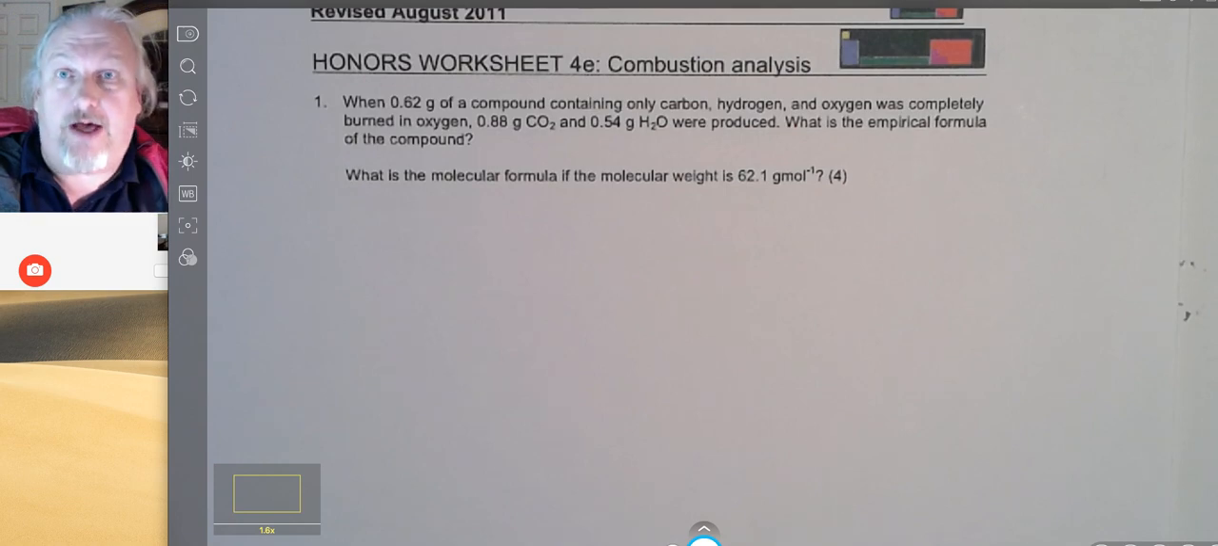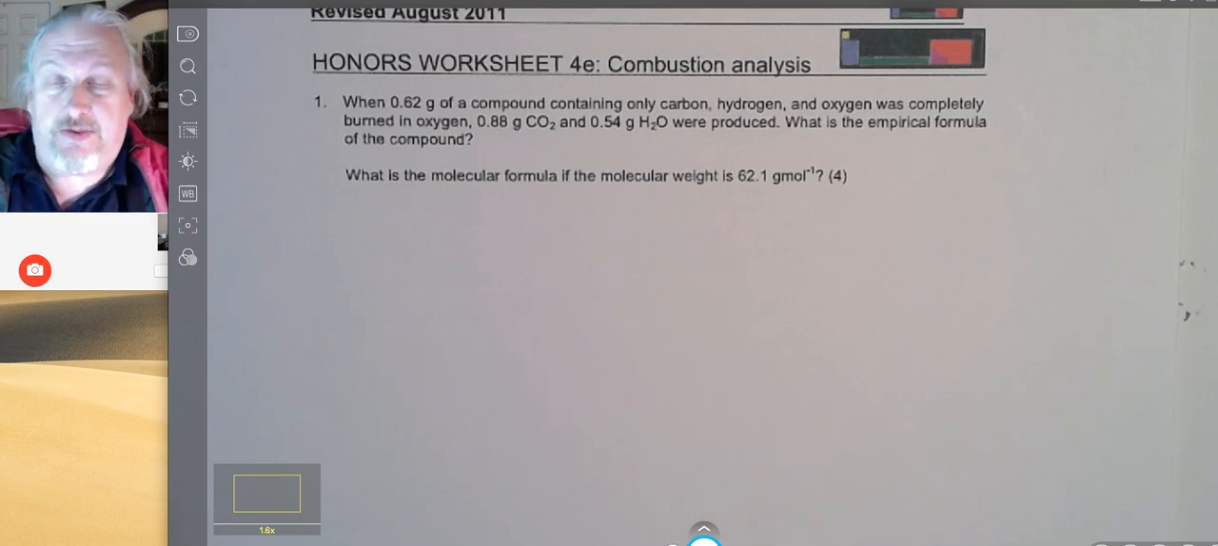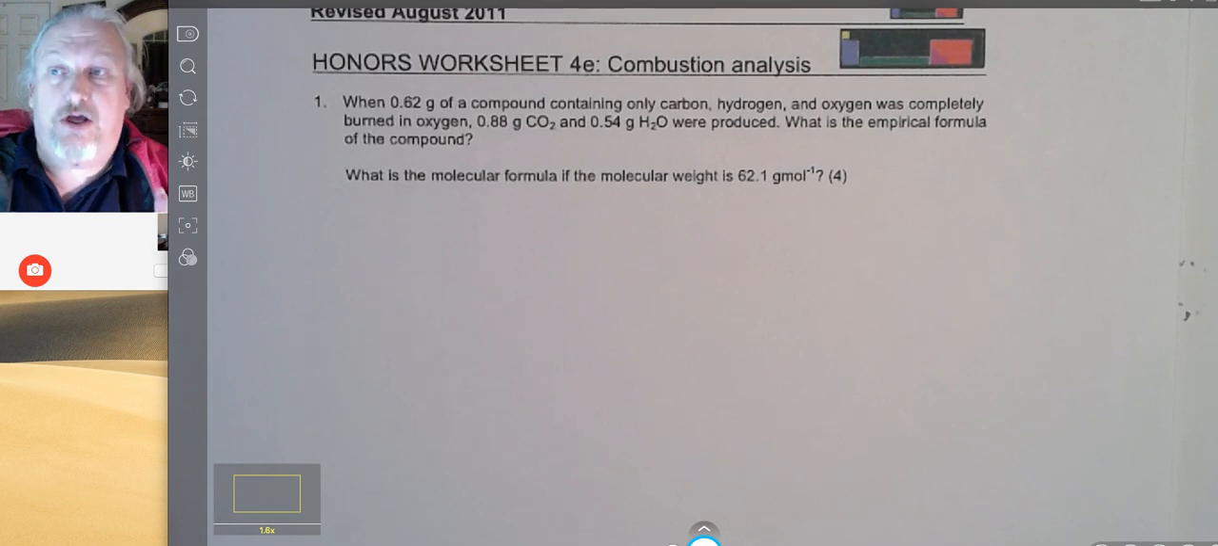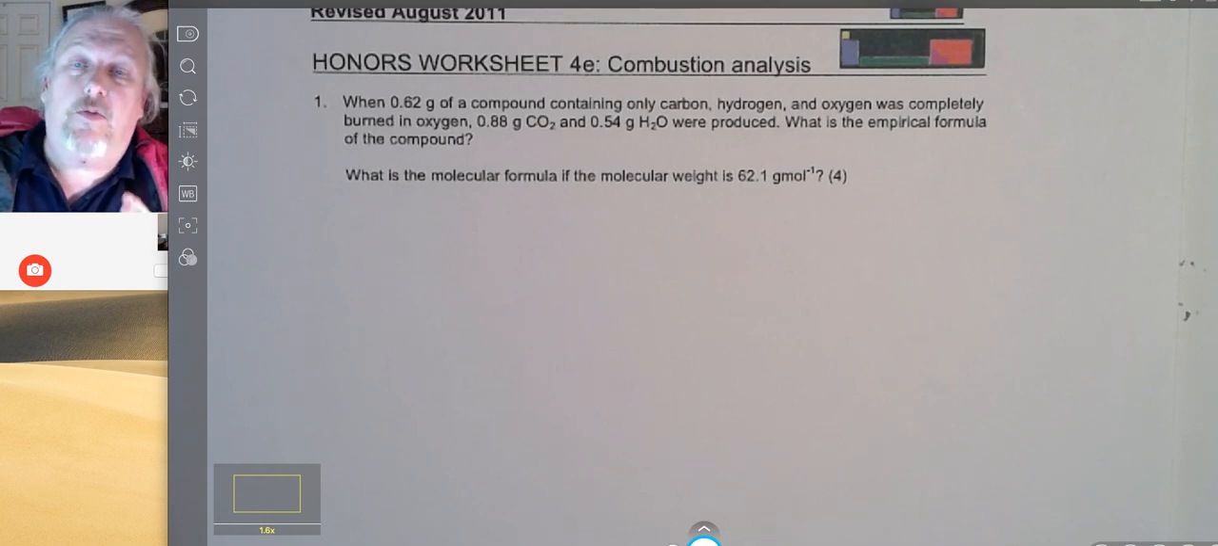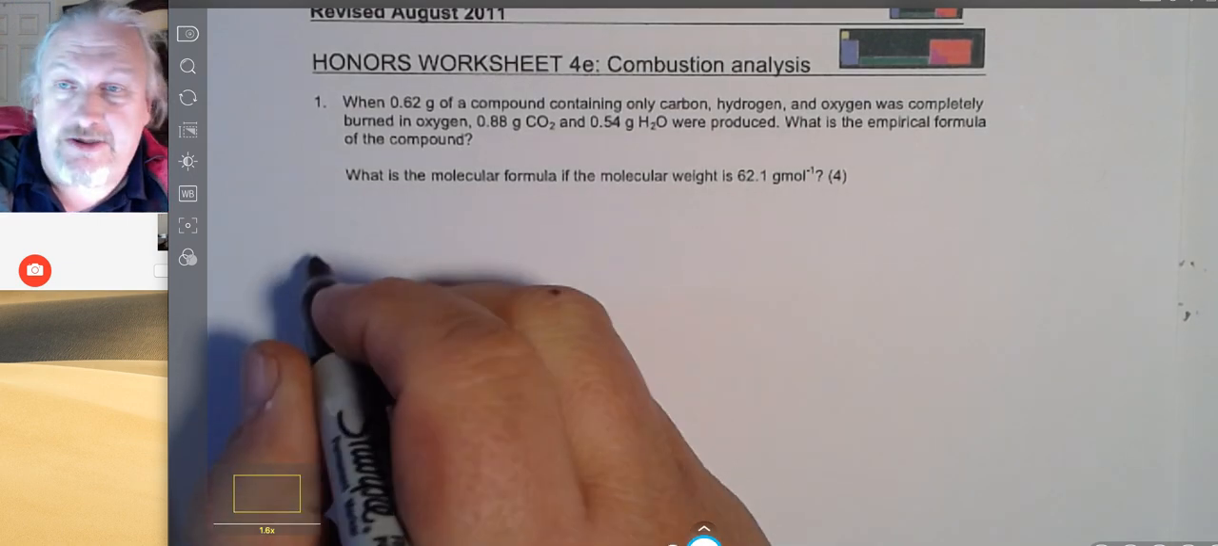Another thing, mole concept, right? The only source for the carbon in the CO2 is the carbon from the compound you're burning. So when we do that, we can use that to find the number of moles of carbon that's in the compound. So let's look at this problem here.